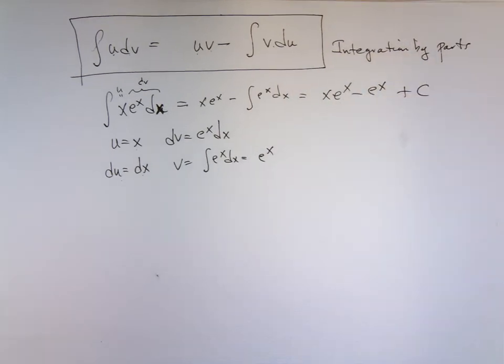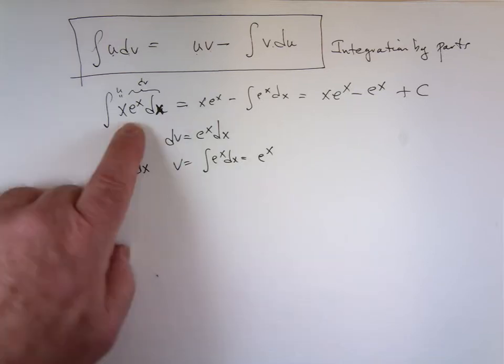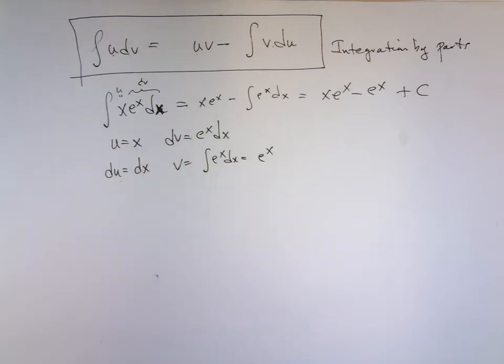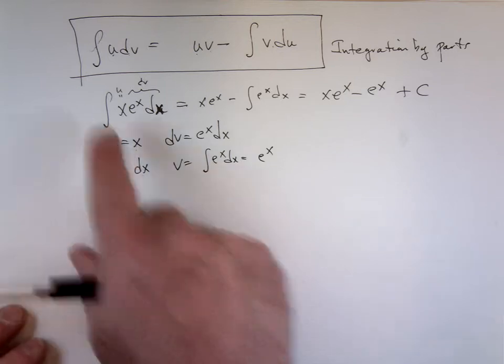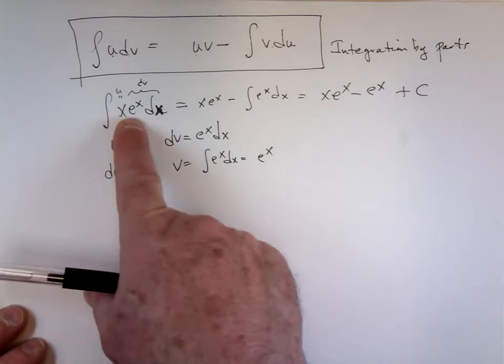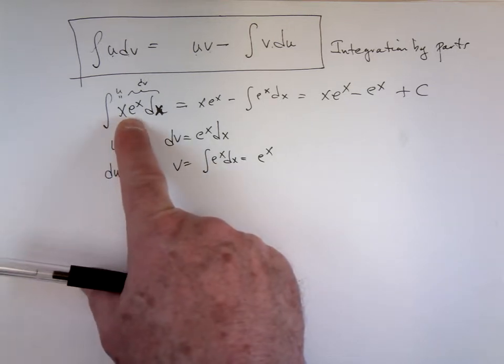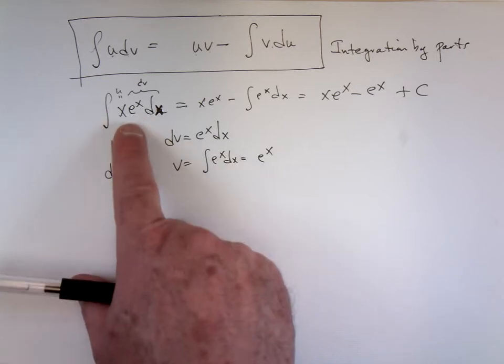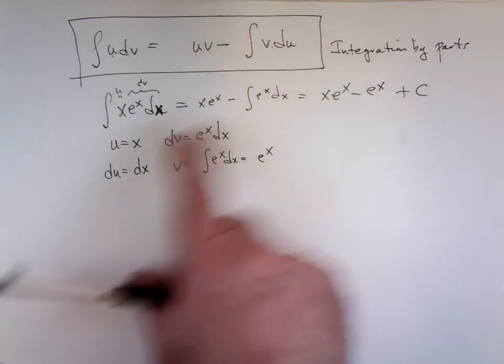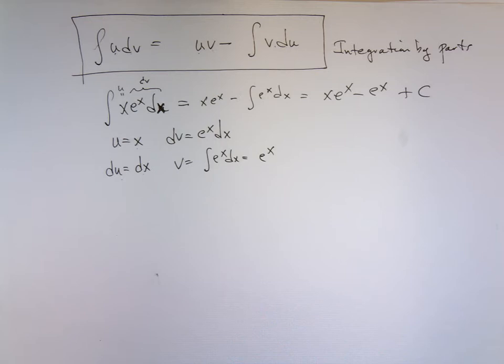We can only integrate part of it, pretty much. So we can't integrate x e to the x directly. There is no product rule for integrals. You can't say, oh, that's the integral of x times the integral of e to the x. That does not work. But what you can do is break it apart by using integration by parts this way. Now, you may ask and say, okay, Burns, let's take another look at this.